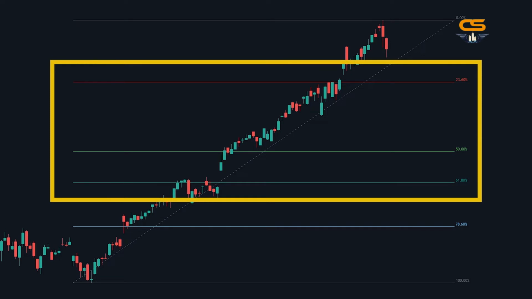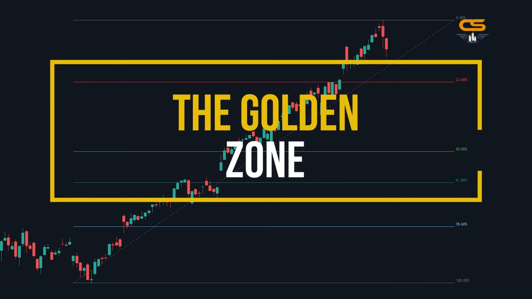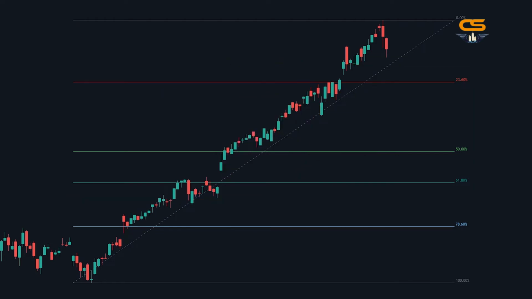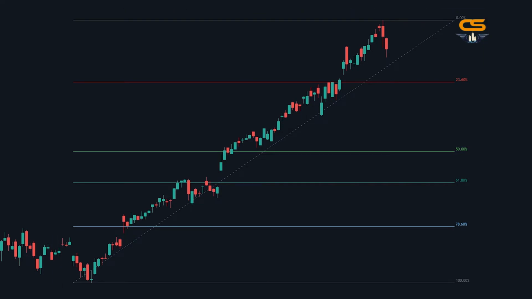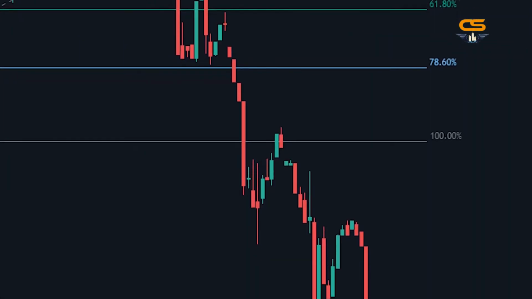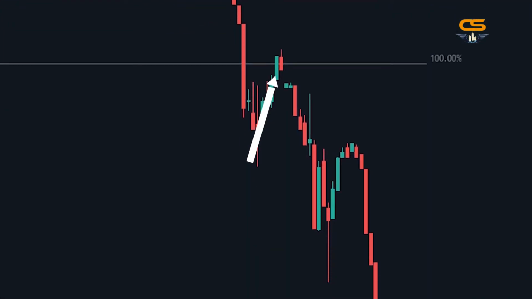A lot of traders will call this area the golden zone. This tool will also tell us what is considered a pullback. If the price bounces off any of these lines, it's considered a pullback, meaning there's a chance for it to bounce off and go to the next level. If the price breaks below the 100 line, it'll likely try to come back and fall, starting a downtrend.